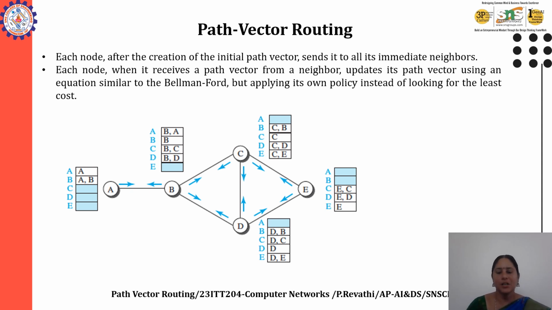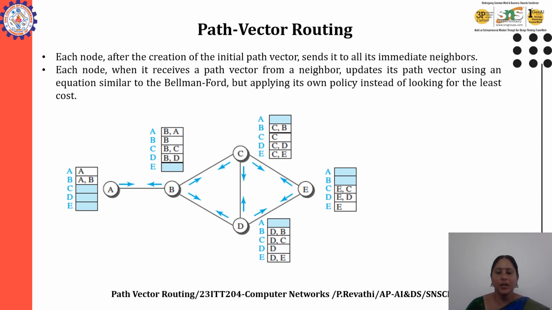Once the initial vectors are built, nodes start sharing them with each other. But here is where it gets interesting. They update their vectors not just based on the cost. Cost means distance. Not based on the cost like the Bellman-Ford algorithm would do, but based on their own rules. In path vector routing, it follows their own policies. It will send the data from source to the destination.